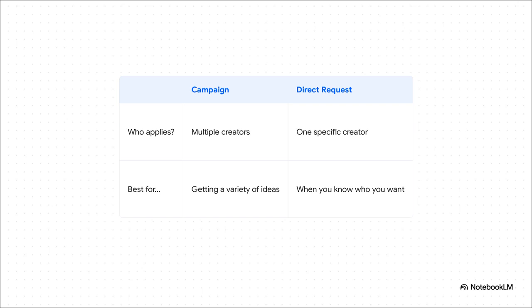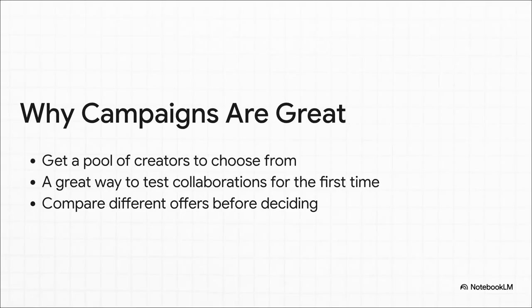A direct request? That's perfect when you've got your eye on someone specific. You already know exactly who you want. But a campaign, that's your tool for discovery. It lets you cast a really wide net and see all these creative possibilities you probably wouldn't have even thought of. And for new brands, this is just so powerful. You immediately get a whole pool of interested creators to pick from, which makes it a super low-risk way to test the waters. You can compare totally different ideas and price points right next to each other. And honestly, you will discover amazing, talented creators you never would have found on your own.